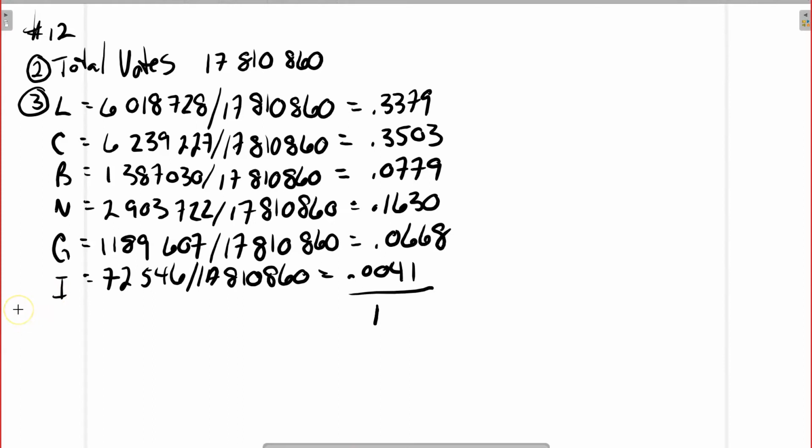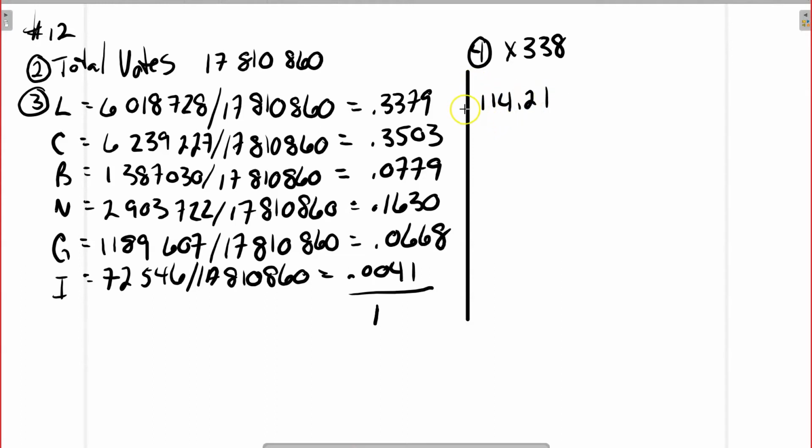Now, once we've got that, we move on to step 4. We take those proportions and multiply each of them times the number of seats that are available. We're told that there are 338 seats. So we multiply this decimal times 338, and we get the number of seats that they should be assigned. So 338 times 0.3379 gives us 114.21. And the Conservatives, following the same approach, 0.3503 times 338 gives us 118.40, and so on down the list.